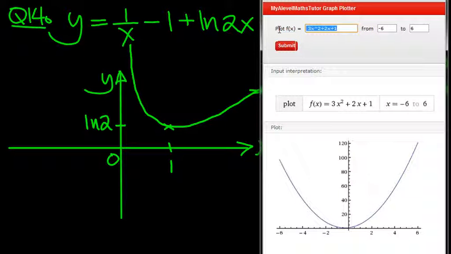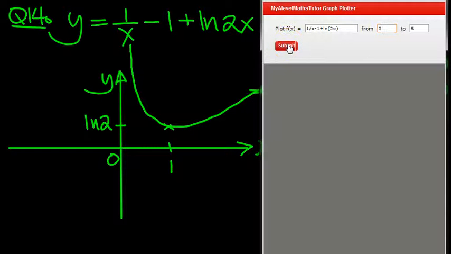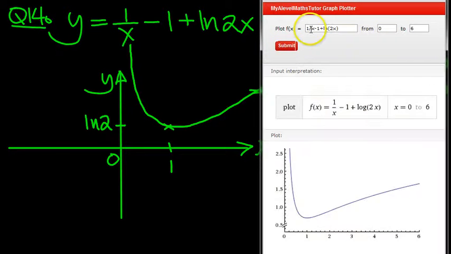So let's type that in then. Just have a quick look. 1 over x minus 1 plus log 2x, let's just type that in. Go from, say, 0 to 6 and have a look. I needed to put the bracket around the x minus 1 here to get the graph. Oh no, I didn't need that. This is correct. Sorry. So yeah, that's fine.